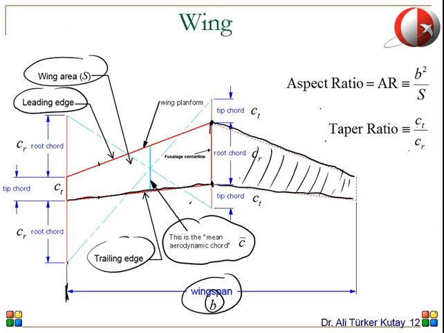Where did it go? So let me just draw it again. So this is a high aspect ratio wing, and then this is a low aspect ratio wing.